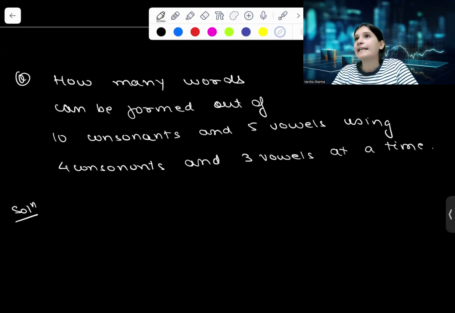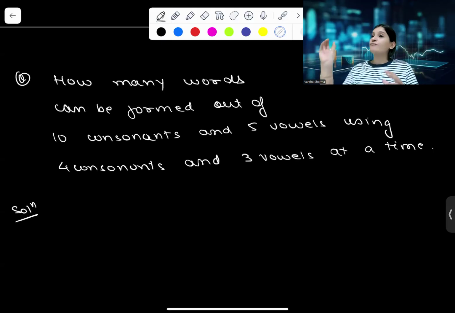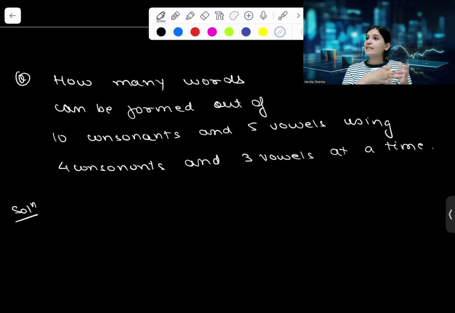See, I cannot directly write 10P4 or 5P3 because it's a word, so permutation will be used. That's wrong. Because what I need to do is I need to first bring the consonants from here. I need to bring the vowels from here. Then I have got 7 letters. Those 7 letters will be arranged among themselves to form the word. So my first job is to select in bits and parts. Once you have selected all of them, then you arrange them.